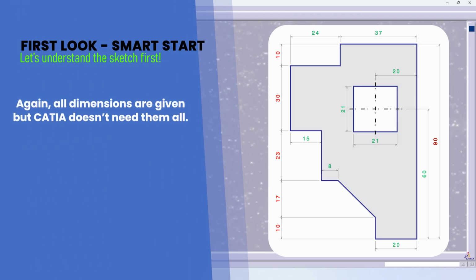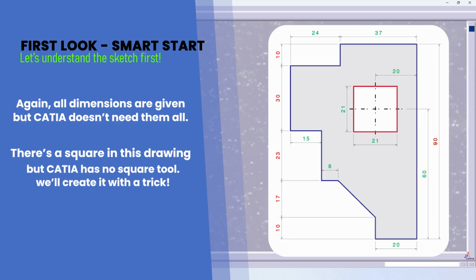Again, all dimensions are given, but CATIA doesn't need them all. There's a square in this drawing, but CATIA has no square tool. We'll create it with a trick.